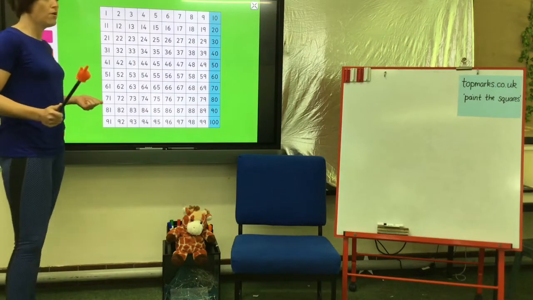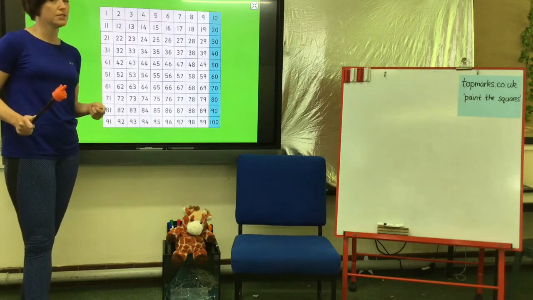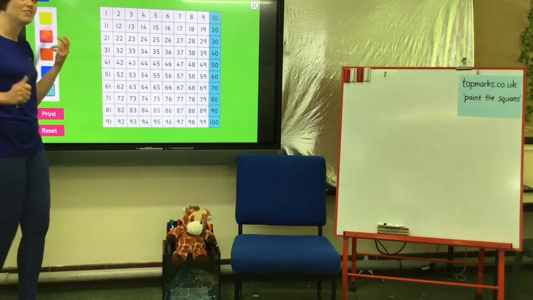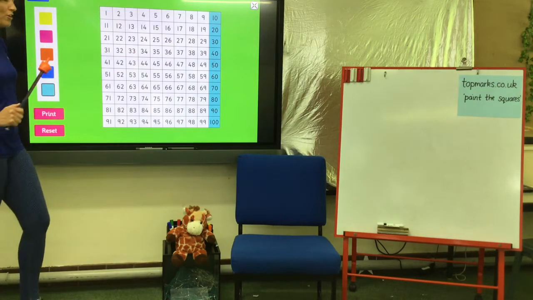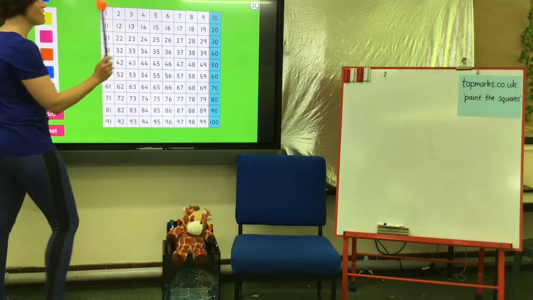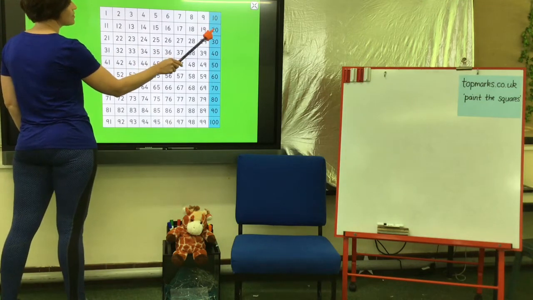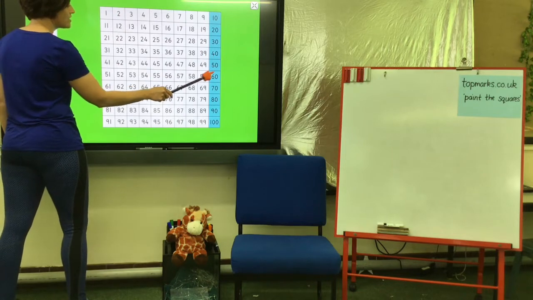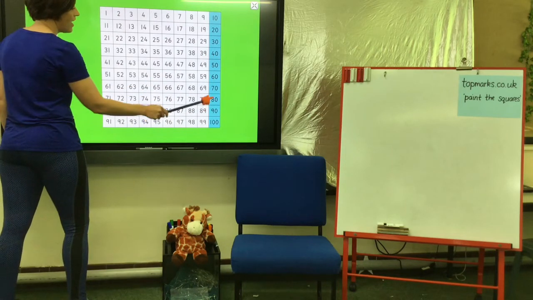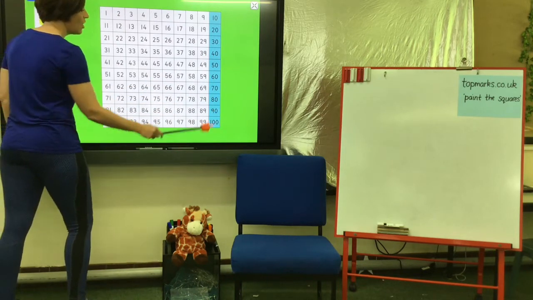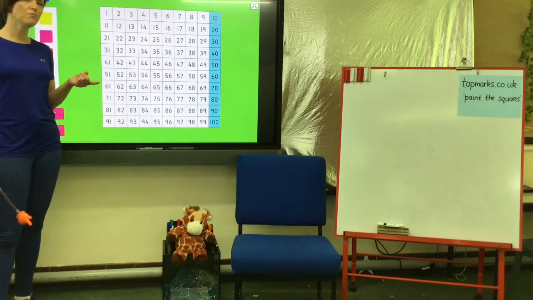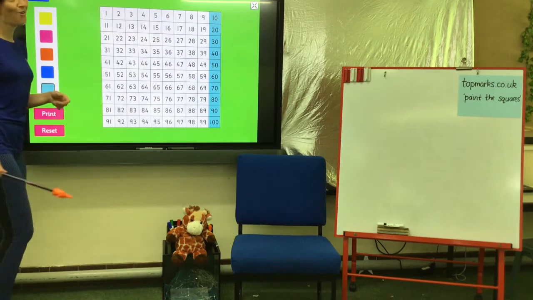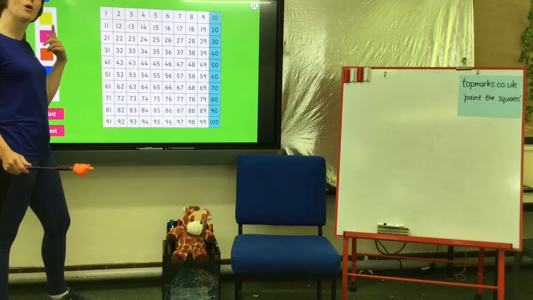Now I know that you guys are pretty good at counting in tens, so if you want to challenge yourself, maybe hide your eyes, close your eyes and just count along with me, okay? Try not to look at the 100 square, but here we go, ready? 10, 20, 30, 40, 50, 60, 70, 80, 90, 100. What will come next? 110. Fantastic, well done.